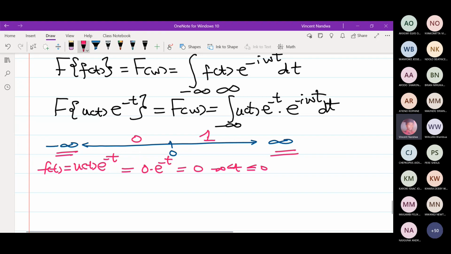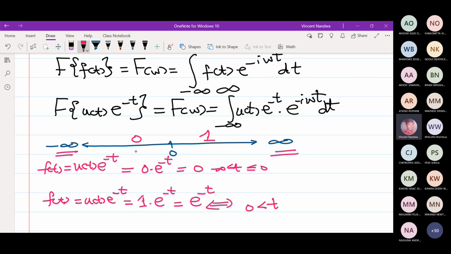But f of t will be u times e raised to power minus t. So from 0 to infinity, the value of u is 1. So I'll have e raised to power minus t whenever my t is from 0 to infinity.